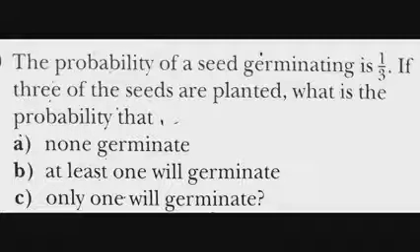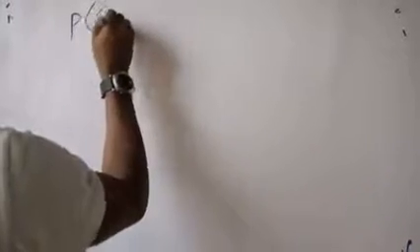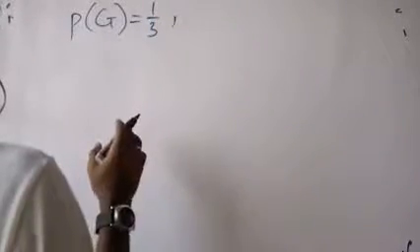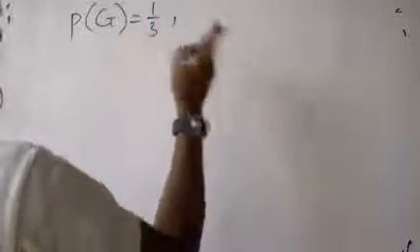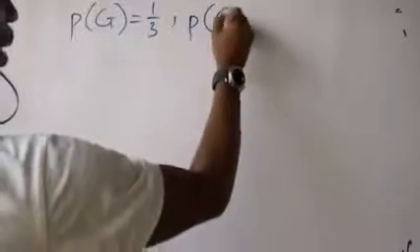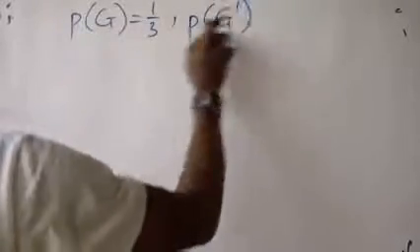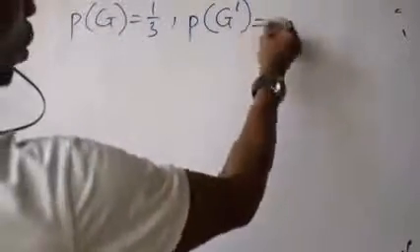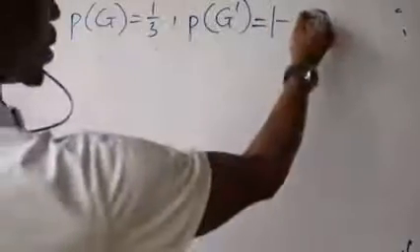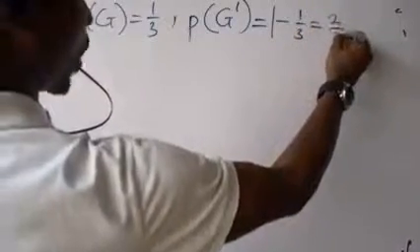So let's start. In this question, we are given the probability of a seed germinating as 1/3. What we want to do next is to find the probability that the seed will not germinate. So the probability that this same seed will not germinate, that is G complement, will be equal to 1 minus the probability that the seed will germinate. That is 1 minus 1/3, and that will give you 2/3.